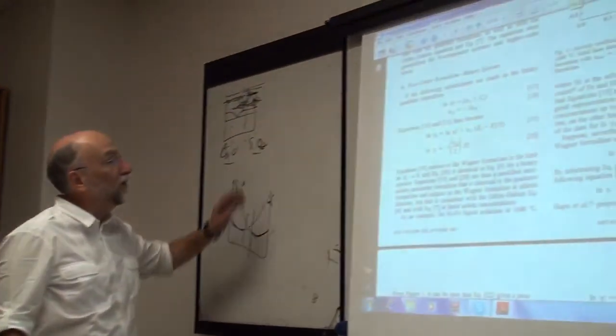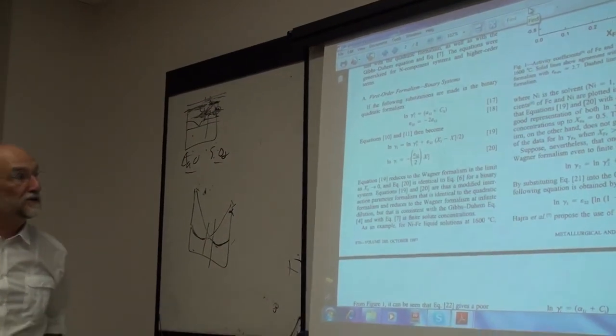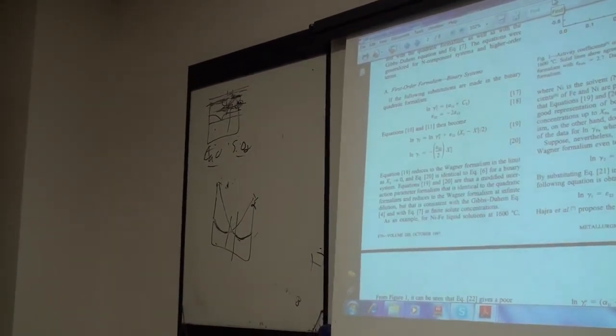I'm thinking about Darken's formalism in terms of what I said. Darken a long time ago worked out this formalism and showed that it really did fit a lot of systems. And Wagner's formalism, I'll be talking about that too. You might want to read about Wagner's formalism and its problems, because that's still used quite a bit.